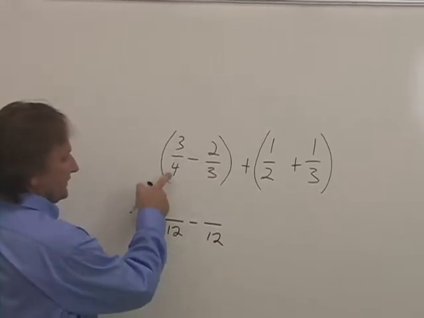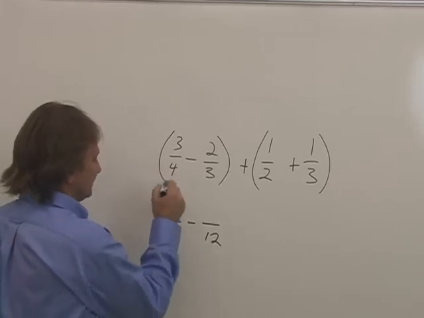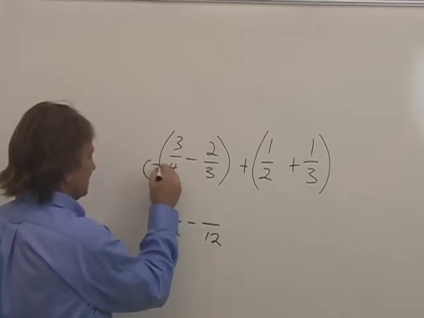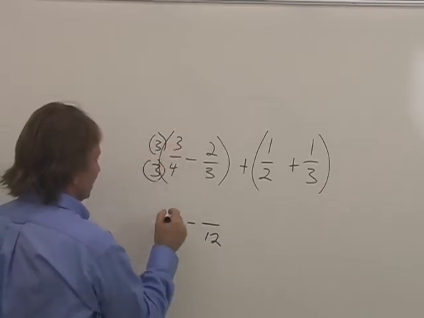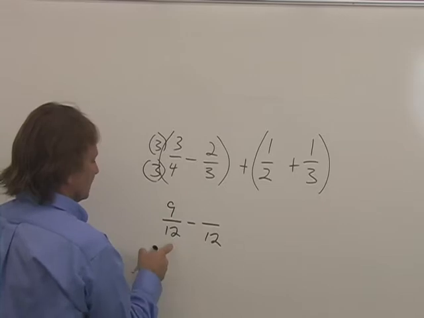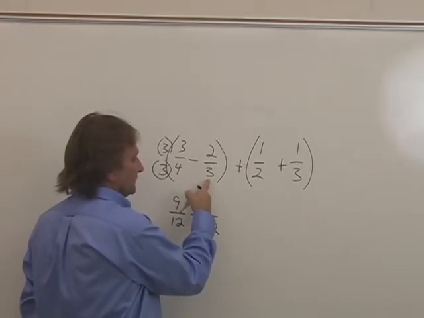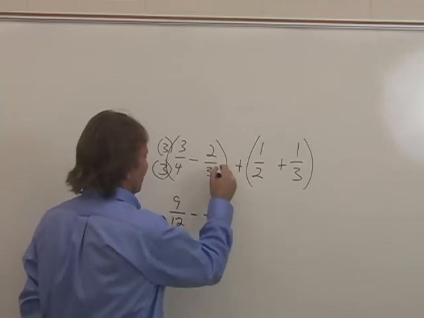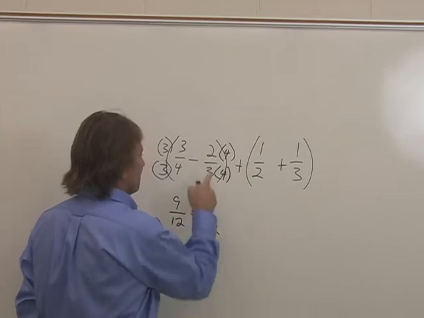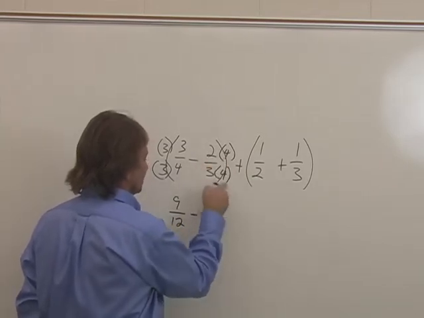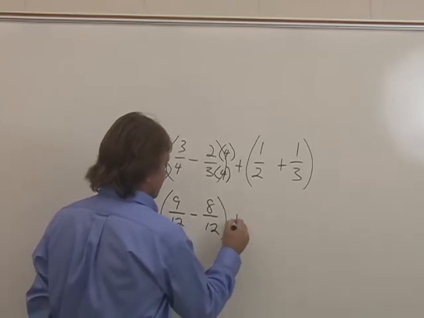And in order to force the 4 to be 12, I needed to multiply that times 3. So I need to multiply the top times 3. 3 times 3 is 9, and then 3 times 4 is, of course, the 12 that we had. And then to force this 3 to be a 12, I needed to multiply that times 4, which means I need to multiply the top times 4. 2 times 4 is 8, and of course 3 times 4 is 12. Now I have that done, a common denominator.